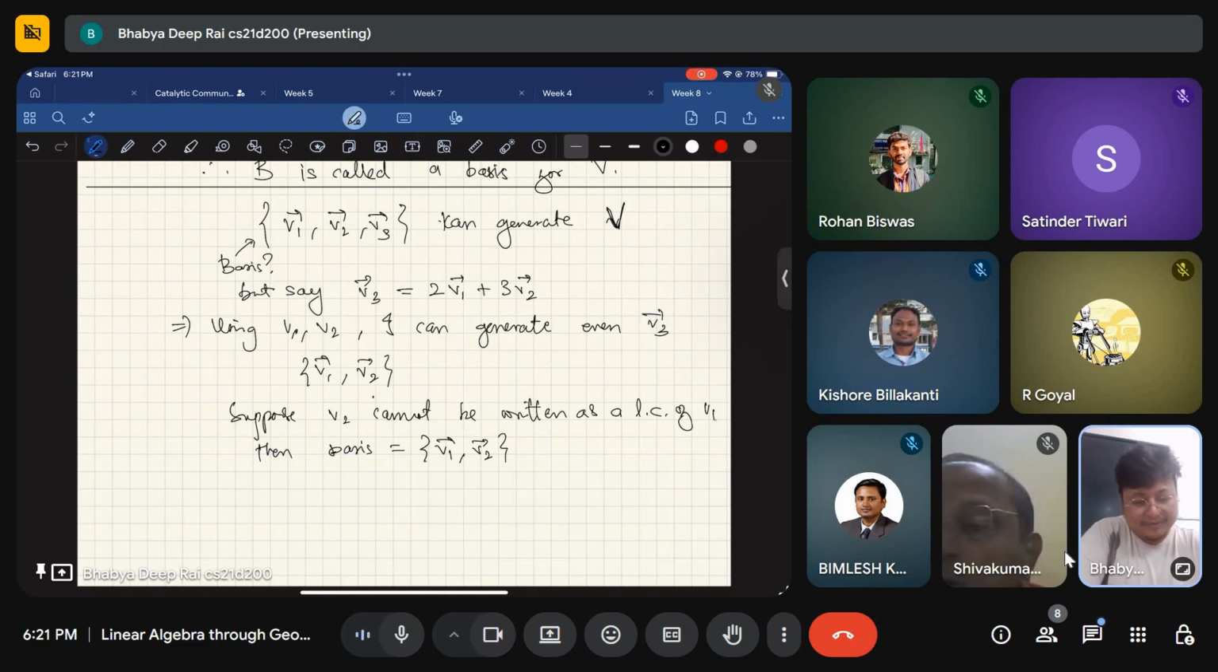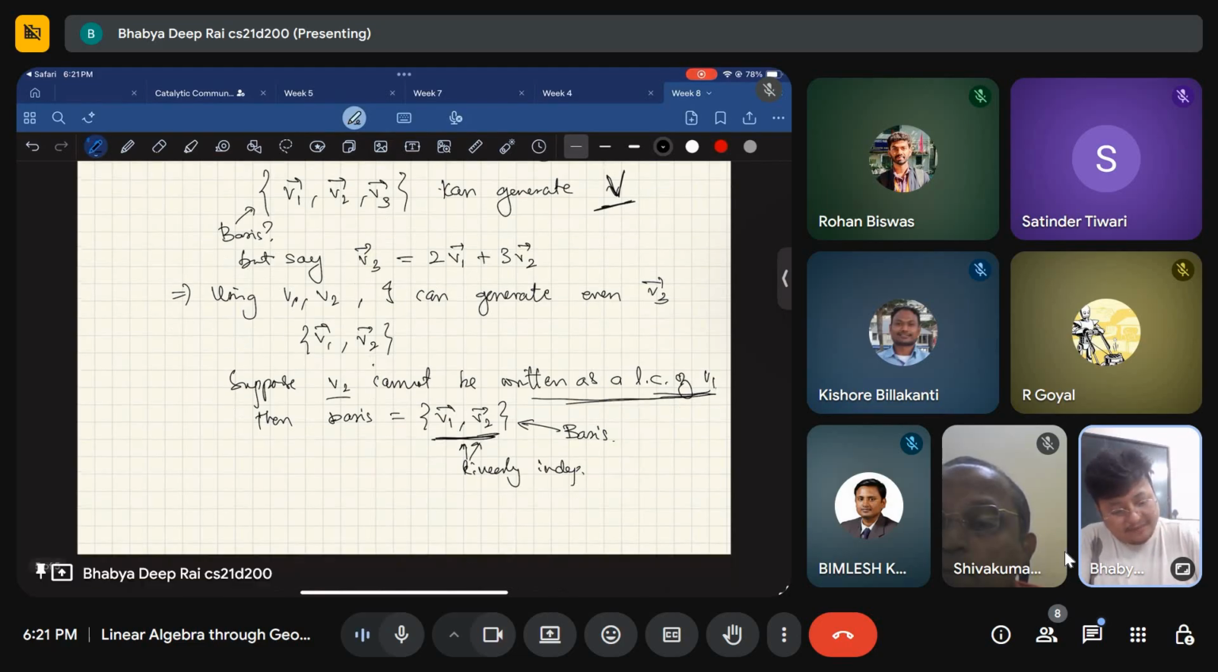So now v2 cannot be written as a linear combination of v1. Therefore, this is the minimum sized set of vectors that can generate the entire vector space capital V. So this is what is called a basis. Furthermore, what does it mean that I cannot write it as a linear combination of v1? It simply means that these two are linearly independent.